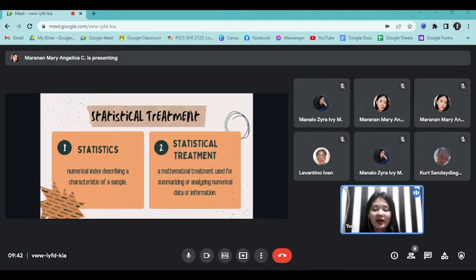To get the statistical treatment, you can use measure of central tendency, standard deviation, F-test and T-test, analysis of variance or ANOVA, and chi-square.